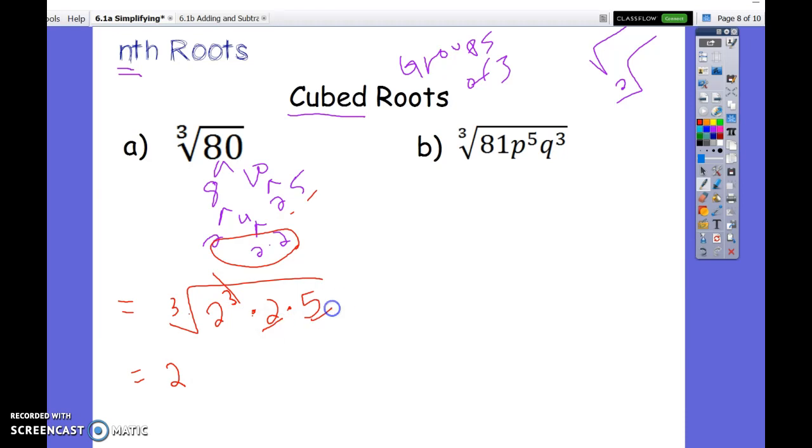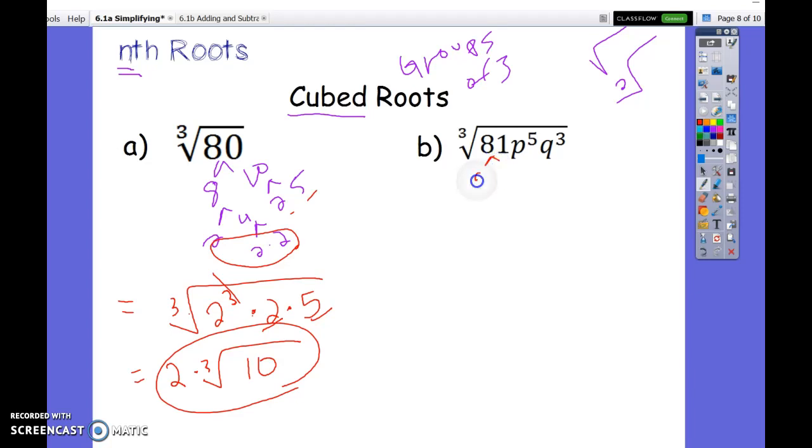Well, 2 and 5, if we took the cubed root, we wouldn't get whole numbers. So they just have to stay in our radical. Again, it's kind of like staying in jail. But we could multiply them together to get 10. So the cubed root of 80 is equal to 2 times the cubed root of 10. Now would be a good time to pause and try letter B.